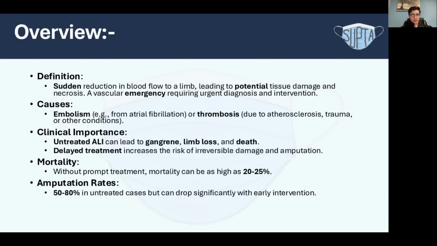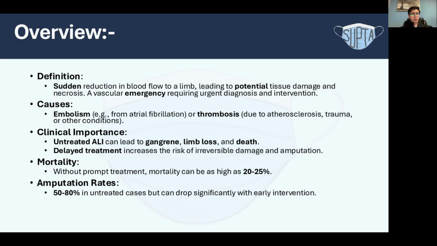In terms of the definition of acute limb ischemia, I've written it's a sudden reduction in blood flow to a limb, leading to potential tissue damage and necrosis. It's a vascular emergency and requires urgent diagnosis and intervention. I bolded the keywords here that I think are quite important. The first one is sudden. The symptoms and signs come quite quickly, with the most prominent one being pain, and we're going to talk about all the clinical presentation. It comes quite quickly, and that's how you can already distinguish acute limb ischemia from other differential diagnoses that we're going to speak about.